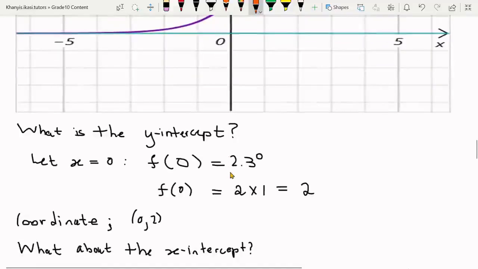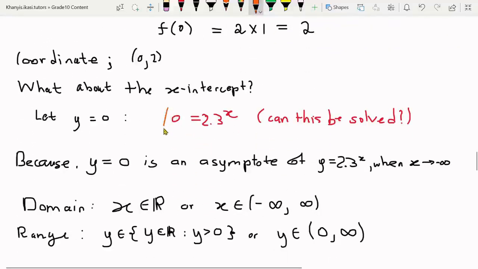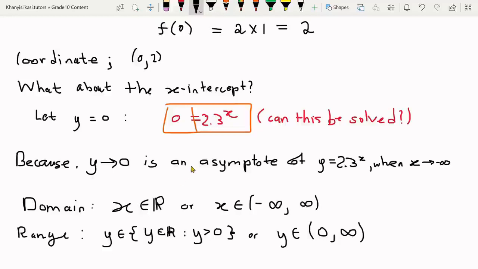Okay, so when we try and find our y-intercept, our f(0) would give us just 2, and the coordinates would be (0, 2). And when we want our x-intercept, the same thing happens again. We can't actually solve it. This cannot be solved, right? And therefore, what we find is that y tends to 0, and this is what we call an asymptote of this graph when x tends to negative infinity, right?